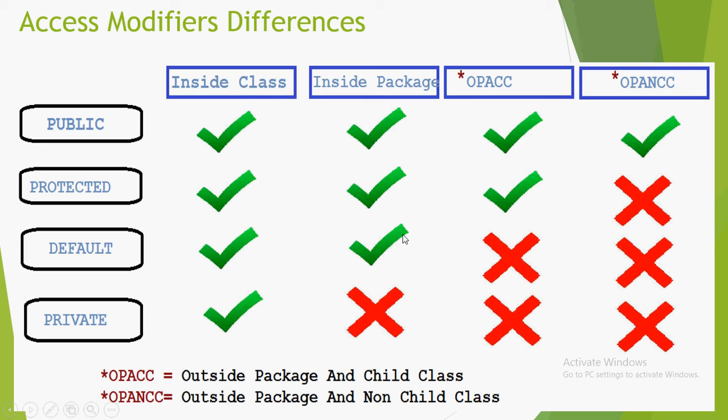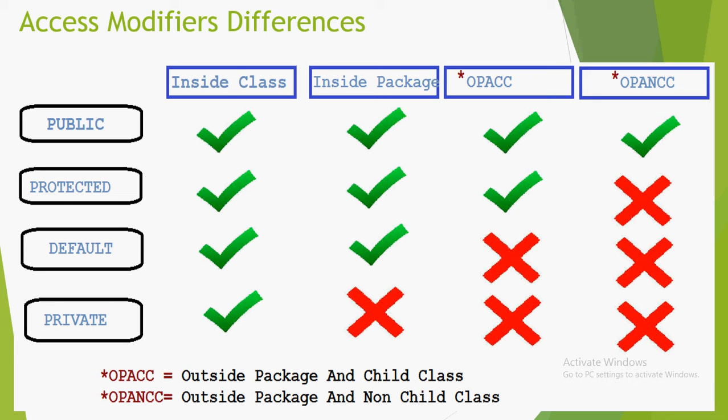Everyone, now we are going to discuss access modifiers and their differences. This simple tabular column will tell about the difference between the four access modifiers that we have. Here OPACC stands for outside package and child class, and OPA and CC stands for outside package and non-child class.